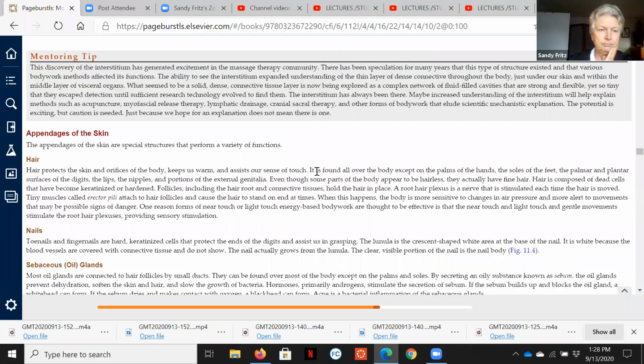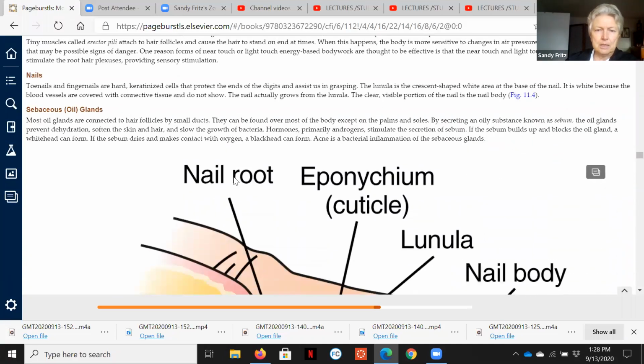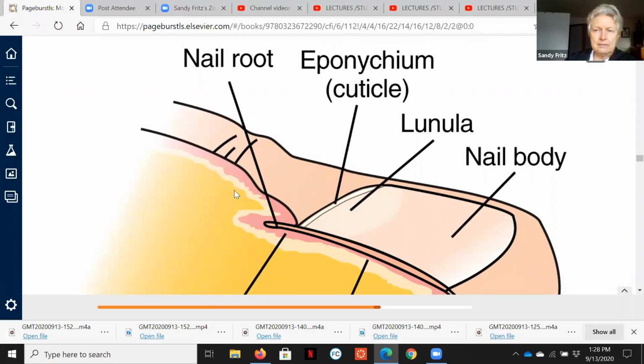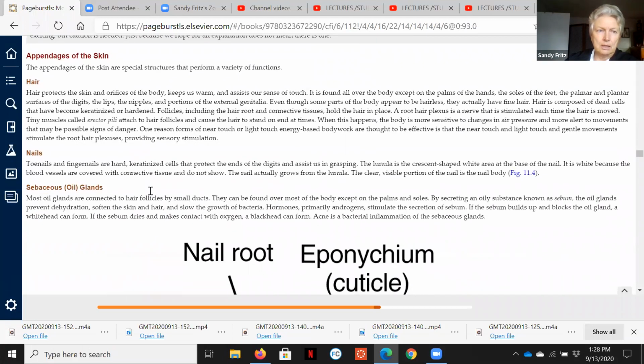Now, during massage, we're always assessing, right? And the appendages of the skin, the hair, the nails, how well lubricated the skin is, what's the moisture content, or is it dry? That's where your sebaceous oil glands come in. This tissue can give you a lot of information about the general health status of a client.